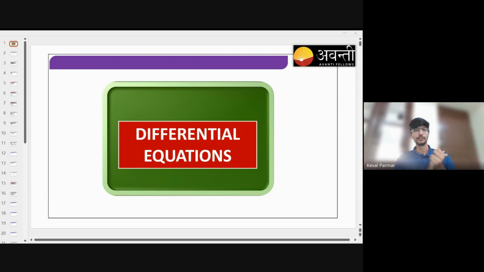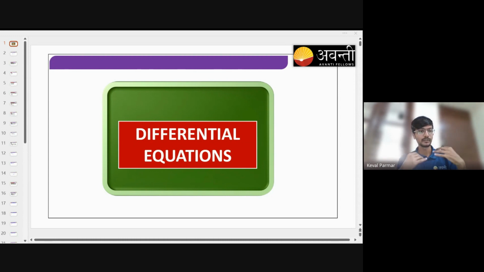We are now going to differential equations, the last part of calculus. After that, we'll be moving on to the next chapter, which is vectors. So, as you can see, differential equations is an important chapter for both your boards and for JEE Mains. You can expect at least one question from differential equations in JEE Mains. So let's dive into the chapter.